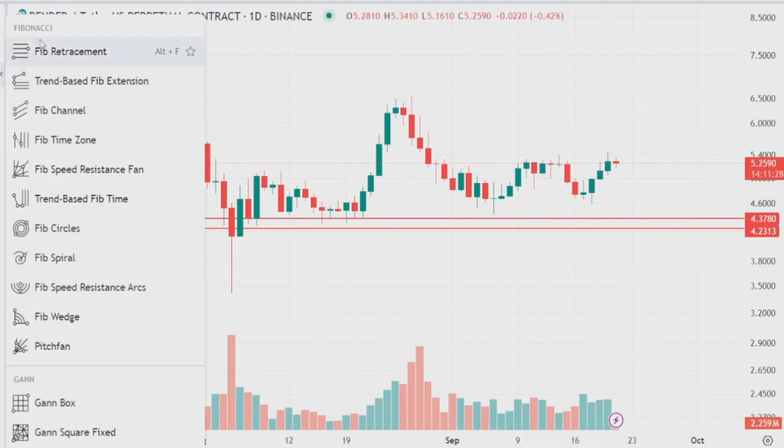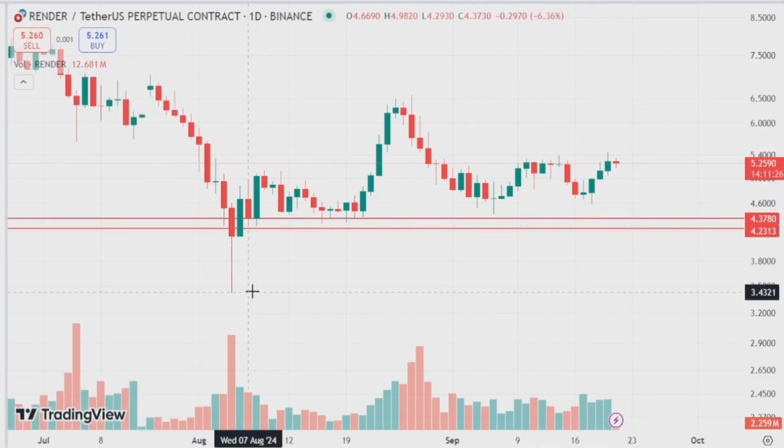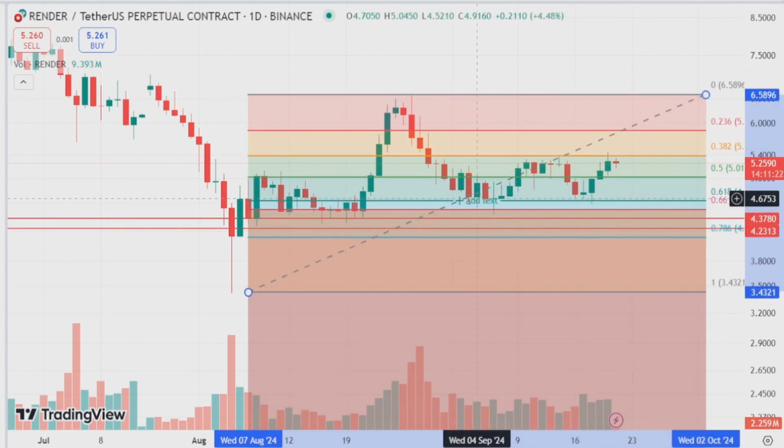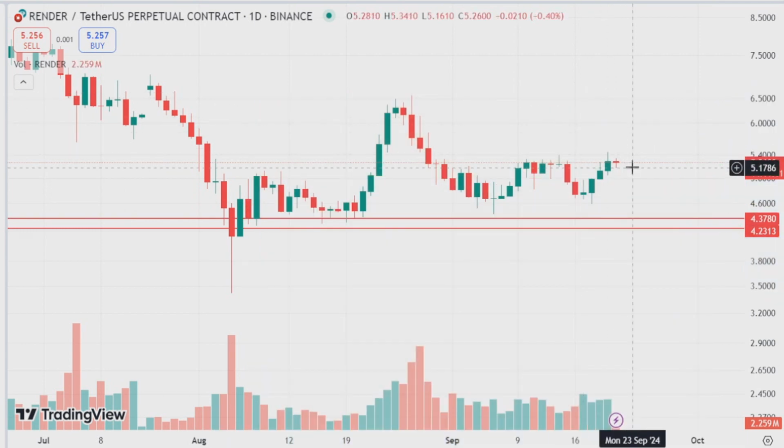Also, don't forget about the Fibonacci levels. Like this golden pocket, it usually doesn't happen a lot, but it could be tested again. It got tested here once, twice. They might try and grab it, but because there's liquidity lower than here, I'm expecting this to be invalidated a little bit, and they're going to try to get this liquidity zone.